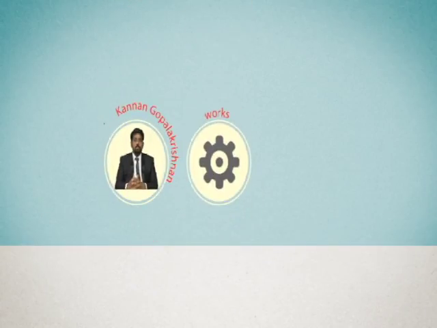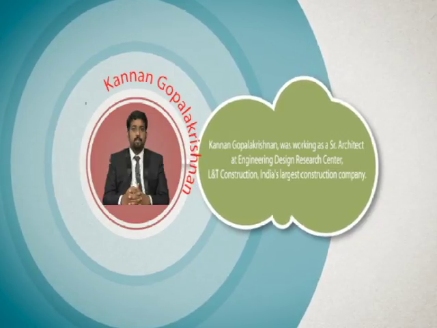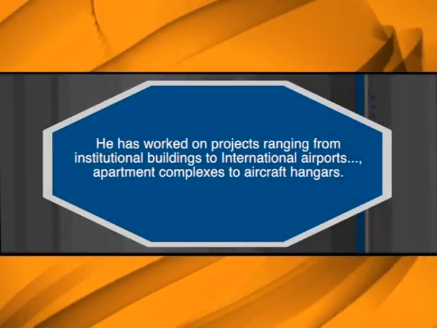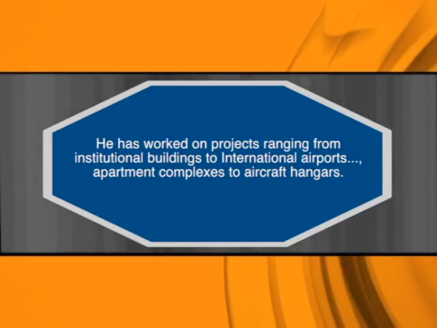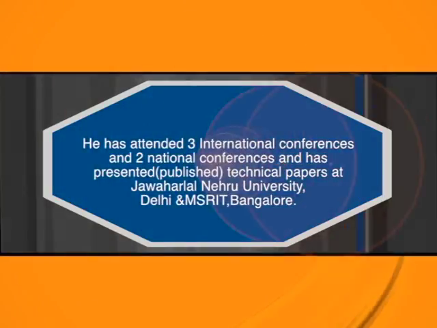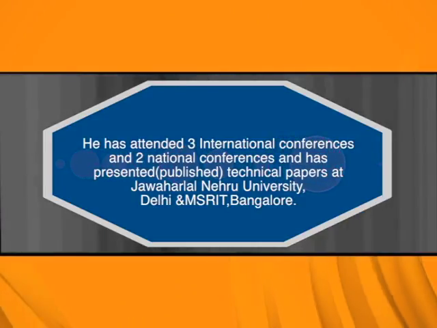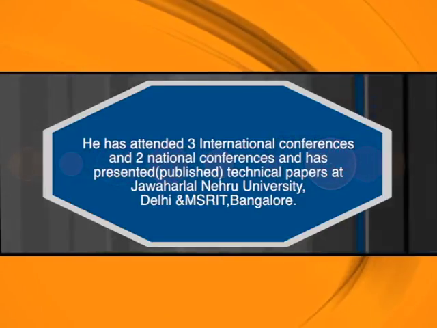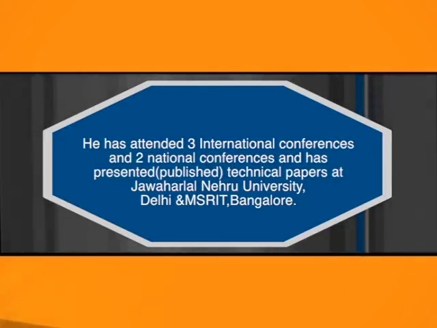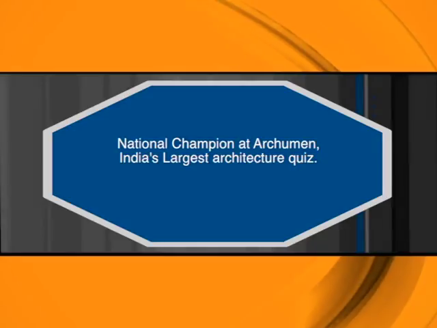Kannan Gopalakrishnan was working as a senior architect at Engineering Design Research Center, L&T Construction, India's largest construction company. He has also worked on projects ranging from institutional buildings to international airports, apartment complexes to aircraft hangars. He has also attended 3 international conferences and 2 national conferences, and has presented technical papers at the Jawaharlal Nehru University, Delhi, and the MSRIT, Bangalore. He has also won the national championship at Archimen, India's largest architecture quiz.